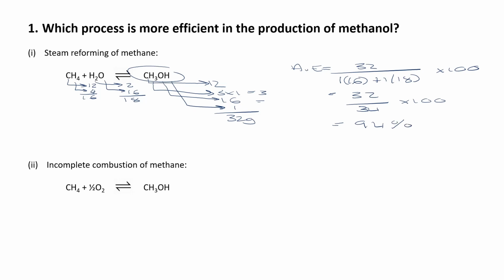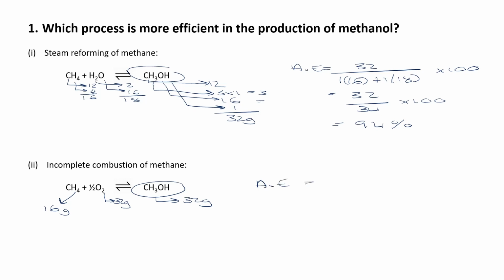We must now repeat the same steps for process 2, the incomplete combustion of methane. We already know that the gram formula mass of methane is 16 grams, and oxygen O2 gives us 32 grams. As previously calculated, we know that methanol has a GFM of 32 grams as well.